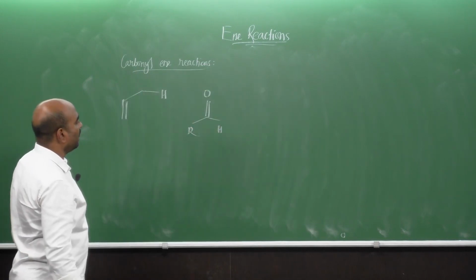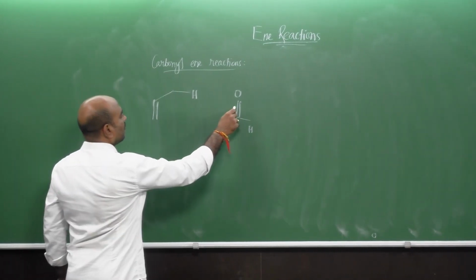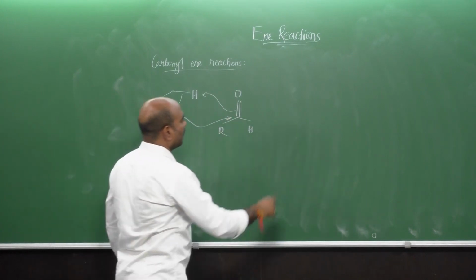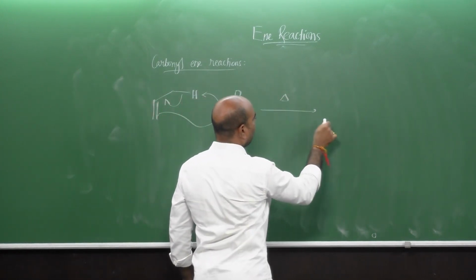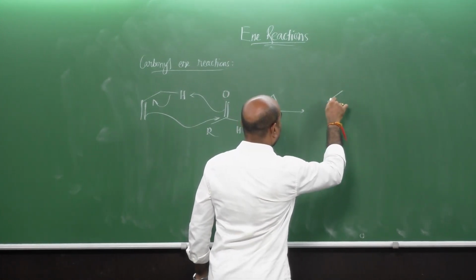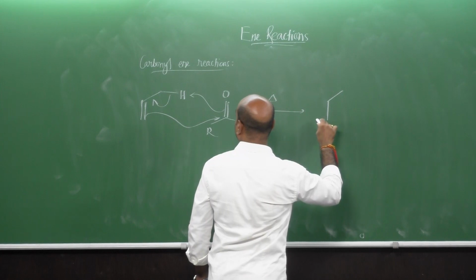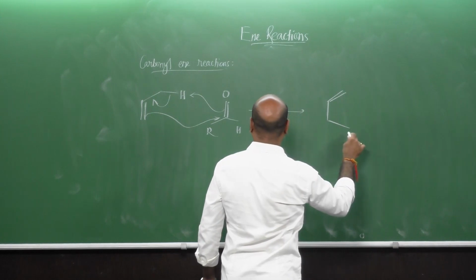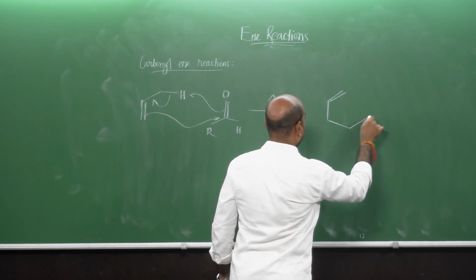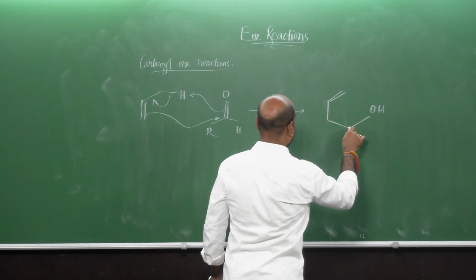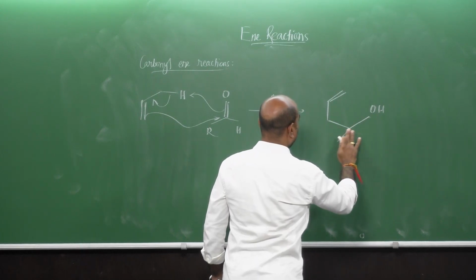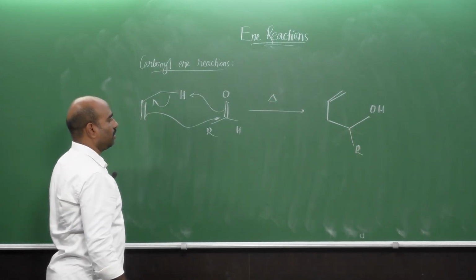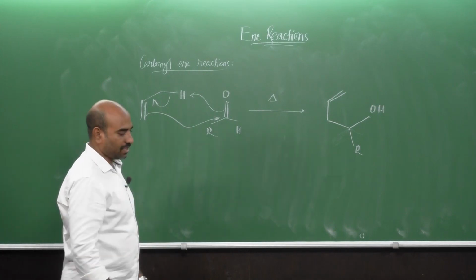So what is going to happen here? So you can see this going here and it coming here. So this is the product you will be seeing in the carbonyl ene reaction.